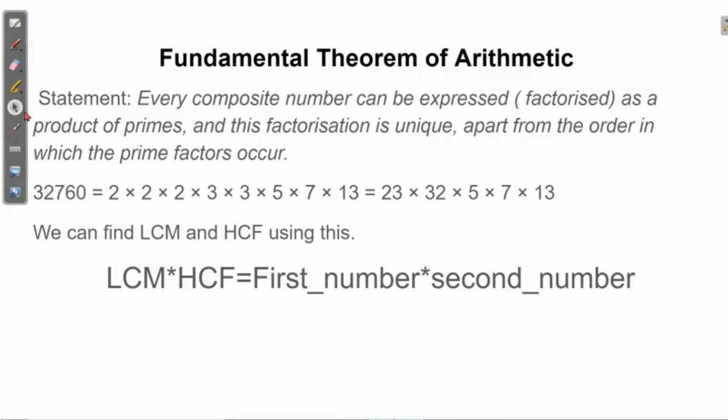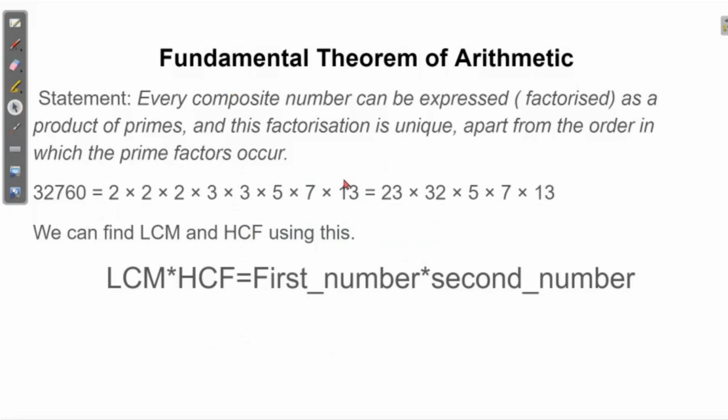Okay, here I have given the prime factorization of 32,760. If you multiply these numbers, you will always get 32,760. It is unique. Order doesn't matter. Any order you take, the prime factorization remains the same.